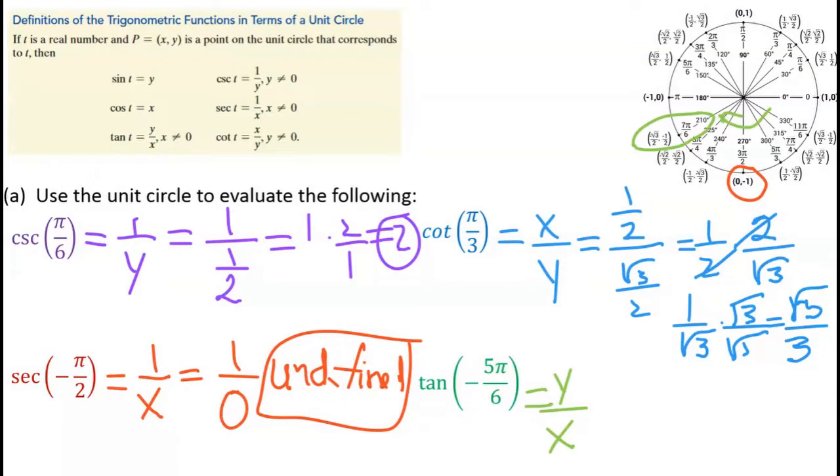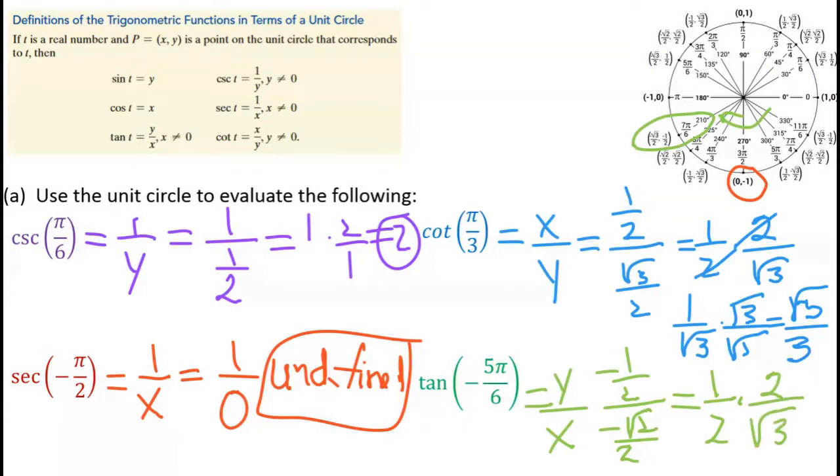So my y value is negative 1/2. My x value is negative square root of 3 over 2. Ooh, I hope you're listening and not watching. Okay, the negatives cancel. The negative divided by negative is a positive. Now I've got 1/2. I'm going to invert and multiply by that denominator. That's 2 over the square root of 3.